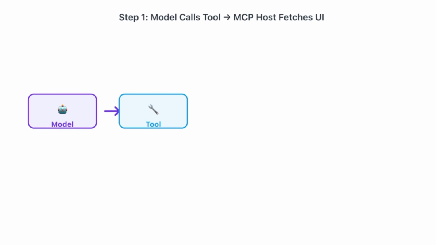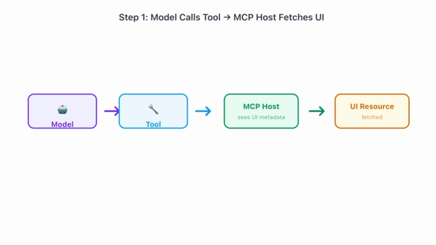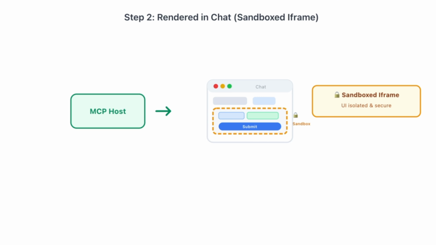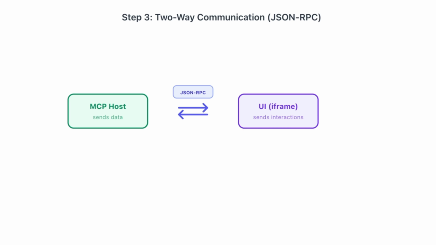Here's the step-by-step flow. The model calls the tool, the MCP host sees that UI metadata, fetches the UI resource, and renders it directly inside the chat in a sandboxed iframe. That sandboxing is important because it keeps the UI isolated and secure. From there, the UI and the host talk to each other using JSON RPC over post message.